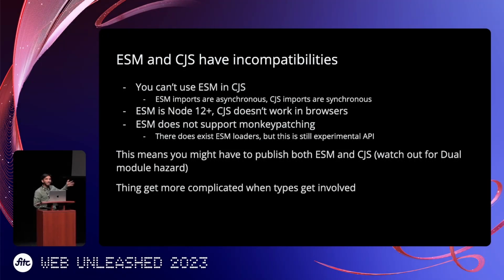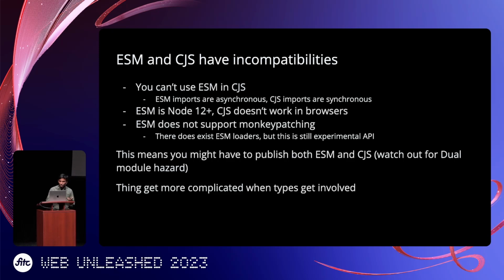CJS doesn't work at all in browsers. It was a Node-specific thing. Some bundlers do accept CJS and then transpile it and bundle it to something that the browsers can understand. And the big reason why Sentry still produces CJS, even though everybody says, hey, publish ESM, is that ESM doesn't support monkey patching. There do exist loaders, but they don't work one-to-one like the CJS behavior. So if you're trying to instrument a library by wrapping it to catch errors or performance data, like we rely on, it doesn't really work with ESM.